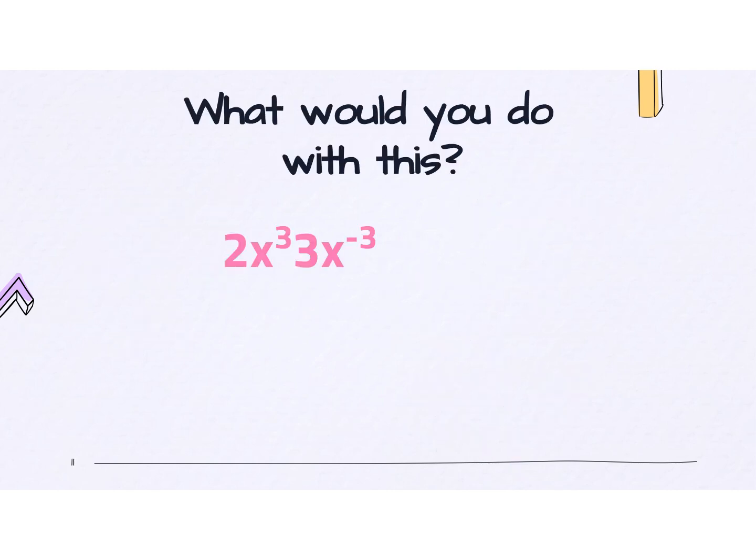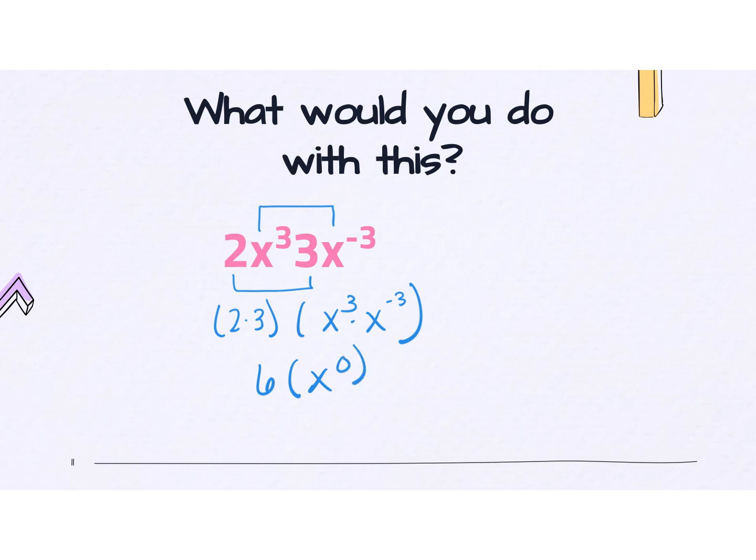Let's take a peek at this problem and break it down just like we did the last couple of problems. I'm going to incorporate these and then these. I'm going to have 2 times 3, and then I'm going to have x to the power of 3 times x to the power of negative 3. 2 times 3 is 6. And then I keep the base, add the exponents. So I have 6 times 1. My answer is 6.